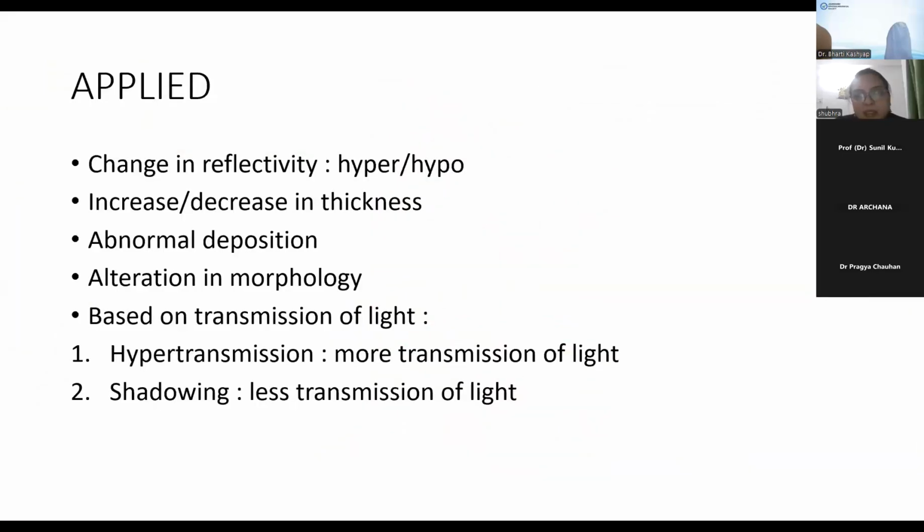So what is the applied aspect of OCT? We see the change in reflectivity, whether any lesion is hyperreflective or hyporeflective. There is a decrease or increase in thickness, whether there are abnormal deposits present, or the morphology is altered. And then on the basis of transmission of light, we call hypertransmission, that is more transmission of light. So if any layer is absent, more light will go to the lower layers, the deeper layers. And shadowing is less transmission of light. If there is any structure which is blocking the light, it can be blood, it can be a drusen, it can be a hard exudate, that will block the light and will cause shadowing.